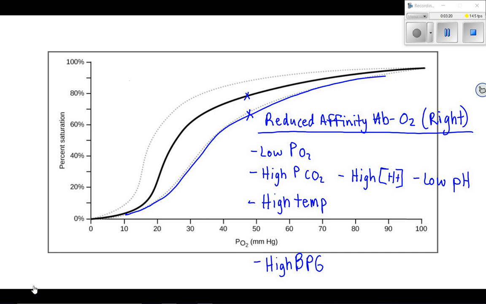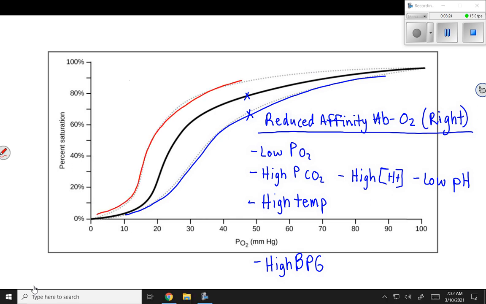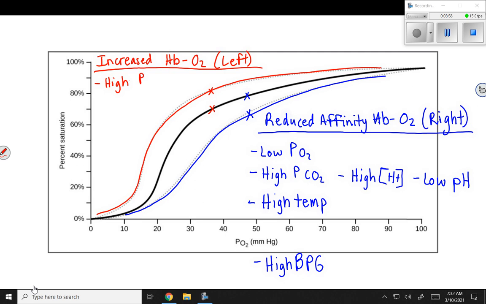And then let's take a look over here at our other dotted line. And if we compare this to this, we have a higher hemoglobin saturation. So that means there's going to be an increased affinity between hemoglobin and oxygen. And this is considered to be a left shift. That means that less oxygen will be delivered to the tissues because it's staying bound to the hemoglobin. And literally we can just go through and we can list all the opposites. So a situation with high amount of oxygen, a situation with low carbon dioxide because the tissue hasn't been working. That would also mean low hydrogen ions and high pH, low temperature, and low BPG.